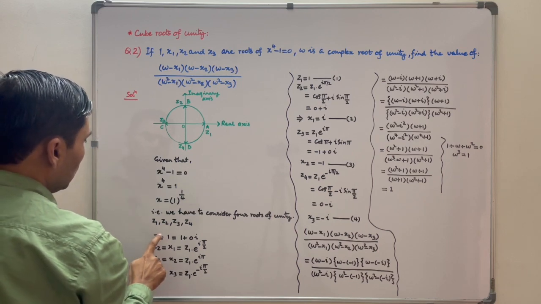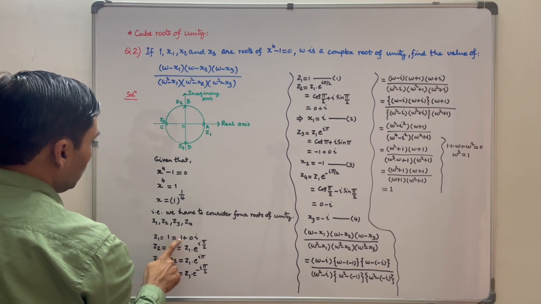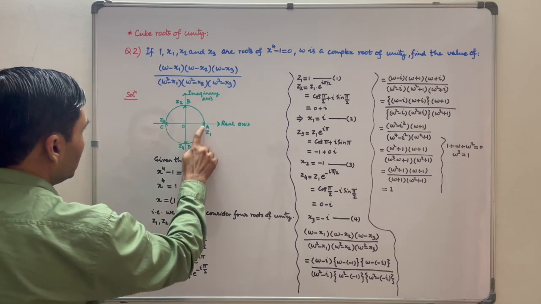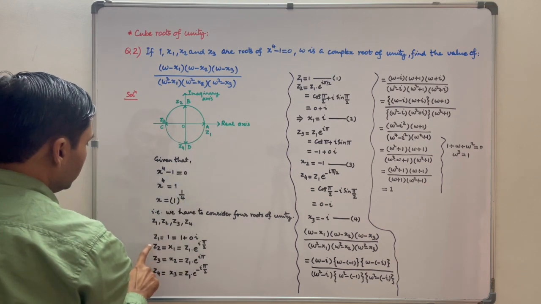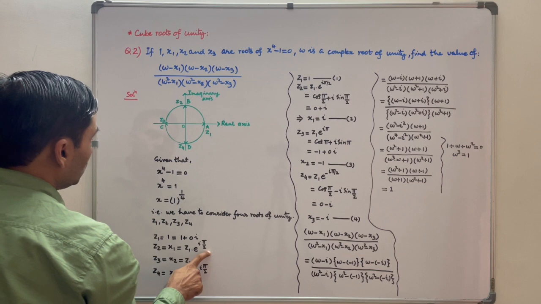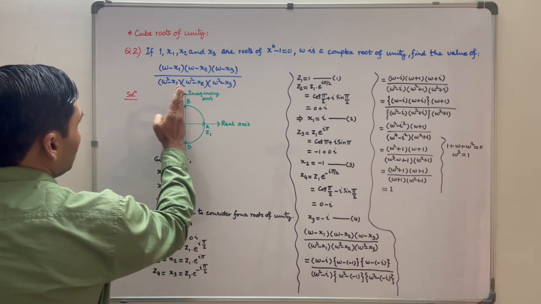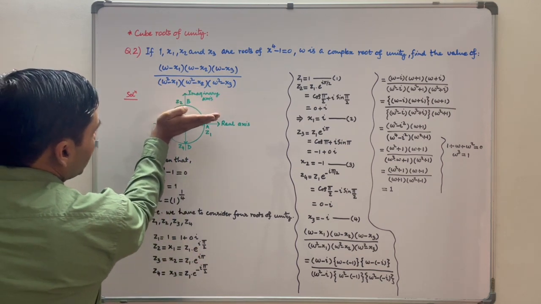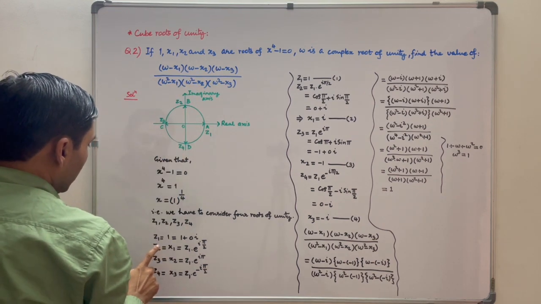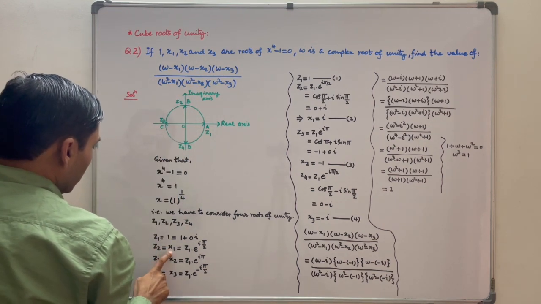z1 is equal to 1, and that is equal to 1 plus 0i. It is purely real as it is on real axis. z2 is equal to z1 into e to power i pi by 2, as we get vector OB by rotating vector OA anti-clockwise by 90 degrees. And z2 is equal to x1.